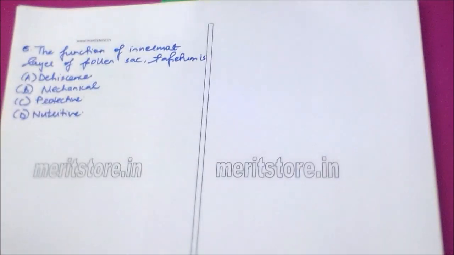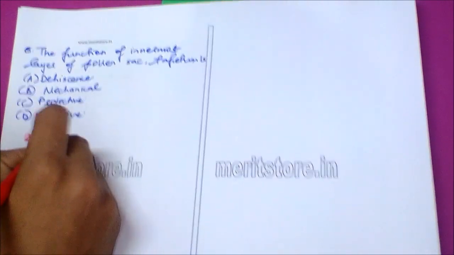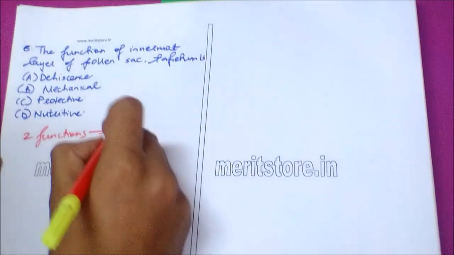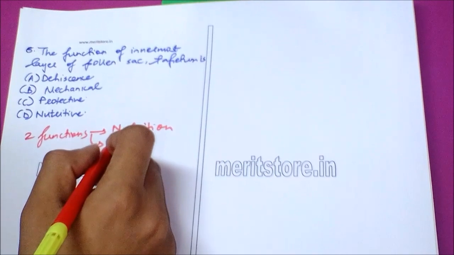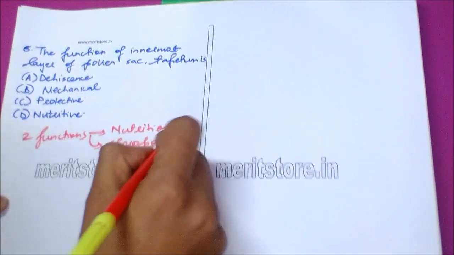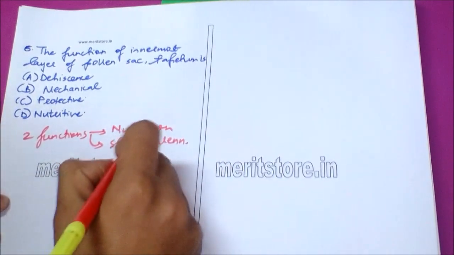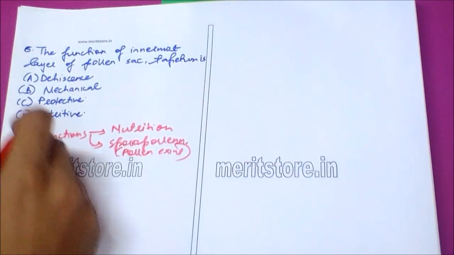The function of the innermost layer of pollen sac, tapetum, is option A, dehiscence, option B, mechanical, option C, protective, and option D, nutritive. The tapetum which surrounds the pollen sacs is known to perform two functions. The first being nutrition or nourishment, and the second being formation of sporopollenin, which is a component of the pollen wall. So the answer to this question is option D, which is nutritive.